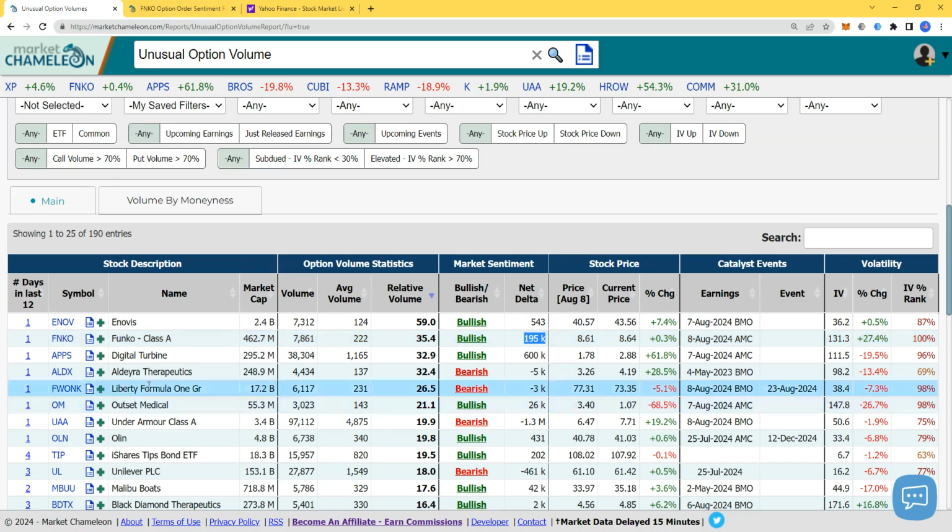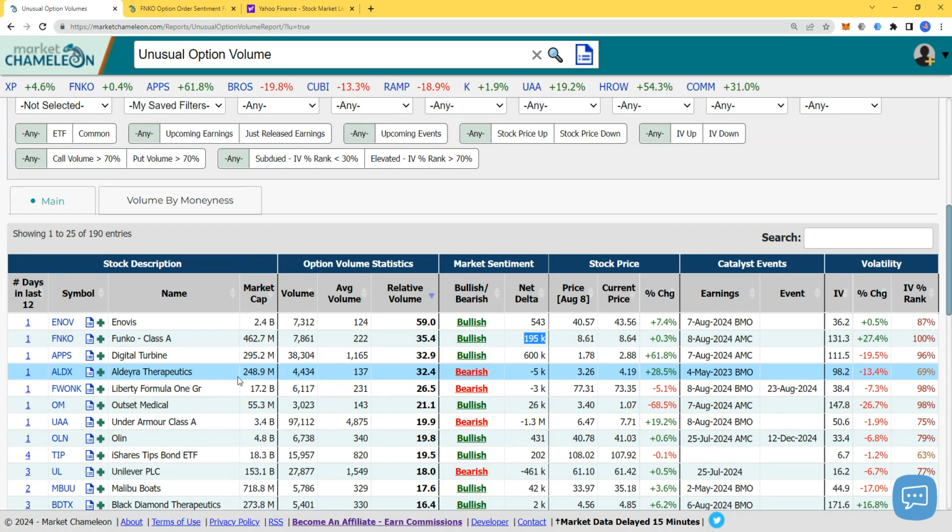Now it doesn't have to be with all the big guys. It doesn't have to be Amazon, Apple, Nvidia, Tesla. The money in options can be made on small market caps. FNKO is a 460 million market cap. Now I'm not saying go do the trade. I'm just showing you unusual option activity.